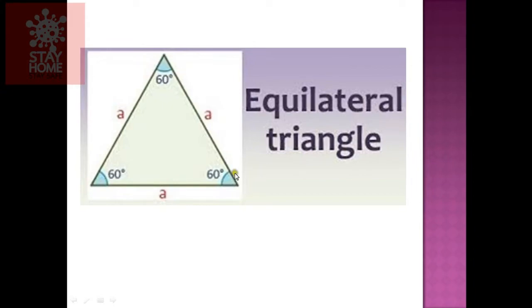This is an equilateral triangle. Definition of equilateral triangle: all the angles equal and all the sides equal. And the third type is the right triangle. If one angle is 90 degrees in a triangle, it is called a right angled triangle. So these are the three types of triangle we need to understand. Equilateral triangle: all sides, all angles equal. The isosceles triangle: two sides, two angles equal. And if one angle is 90 degrees, it is called a right triangle.